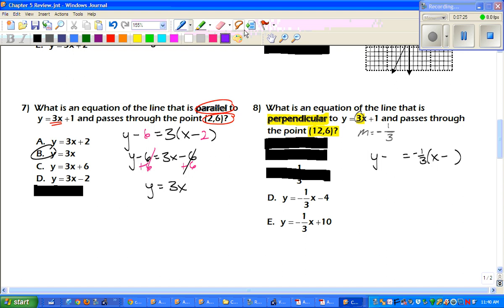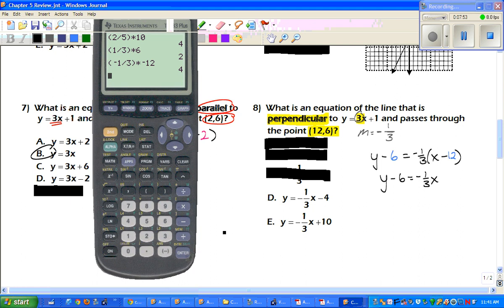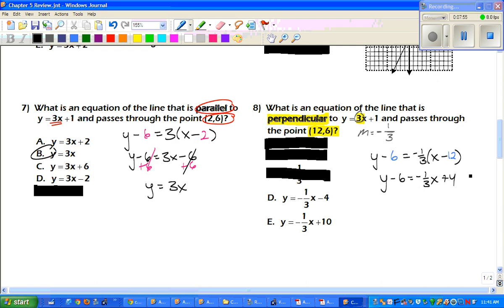Okay, so now all we have to do is plug in the information. Y is 6, x is 12. Go ahead and distribute. You get y minus 6 equals -1/3 x, and I believe it's 4, but let's double check. So we have -1/3 times -12, and that gives us 4. And that's a +4.